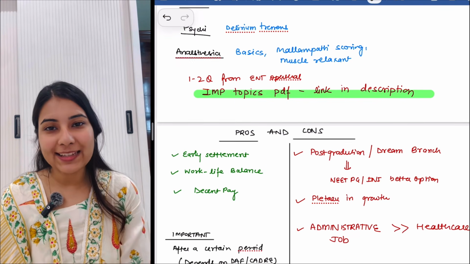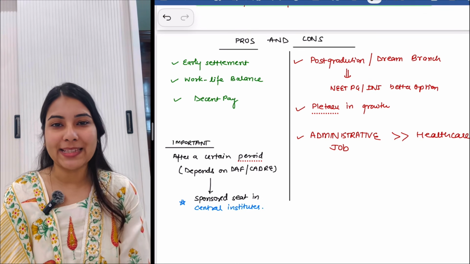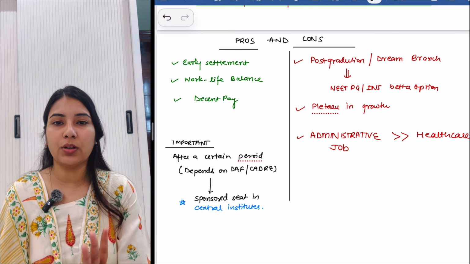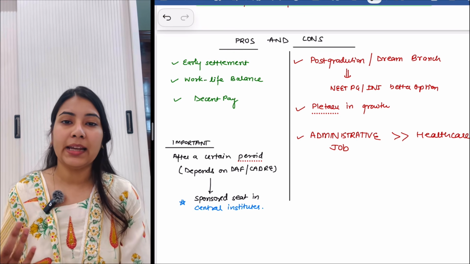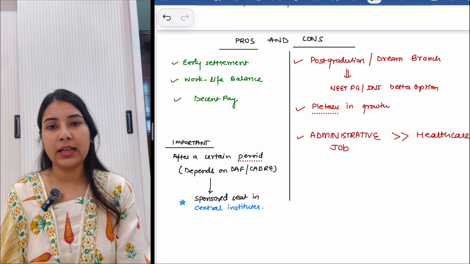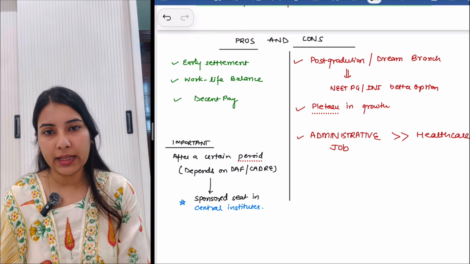Now the question arises, should we go for NEET PG or UPSC CMS? So here are some pros and cons for each of them, and this is a very subjective question. It depends on what do you want in your life.